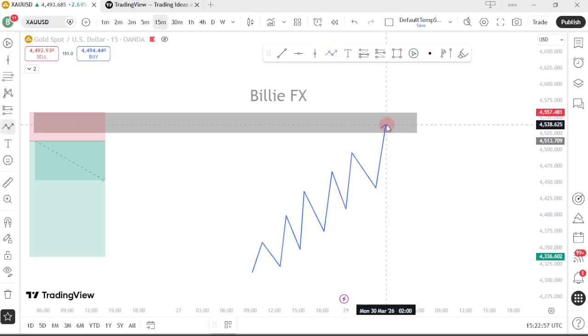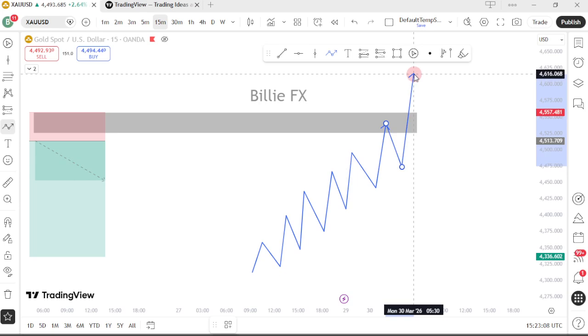The change of character first, because that one is the most common. We have to wait for the market to, instead of making a lower low, instead of making a higher low like this and making another higher high. In this case, we don't get a higher high, we get what?